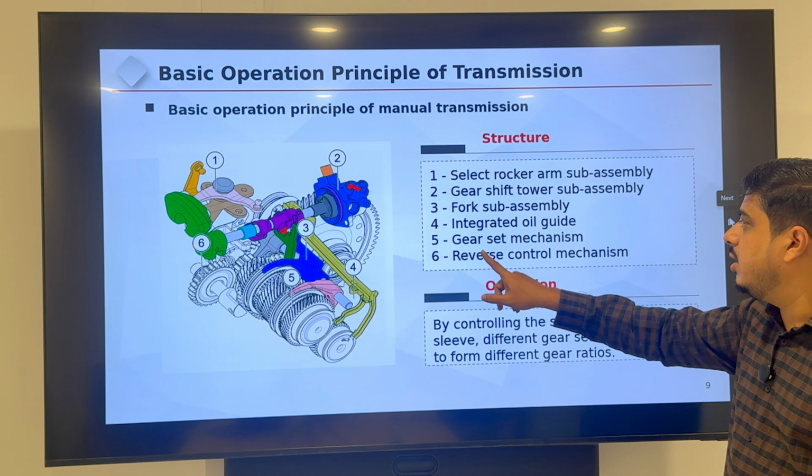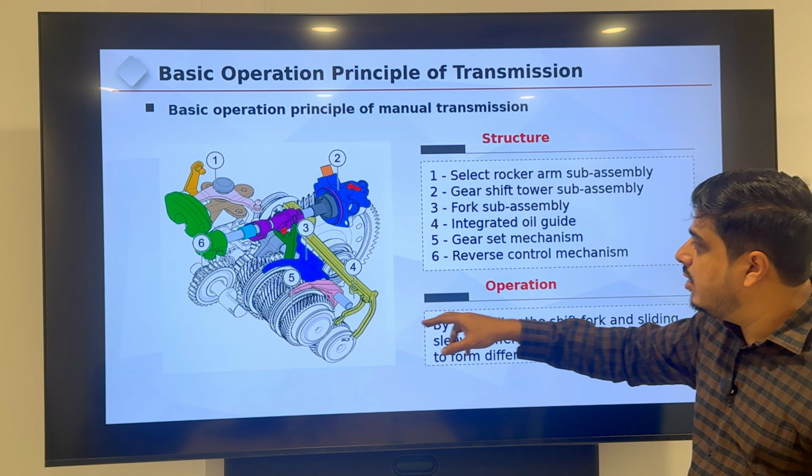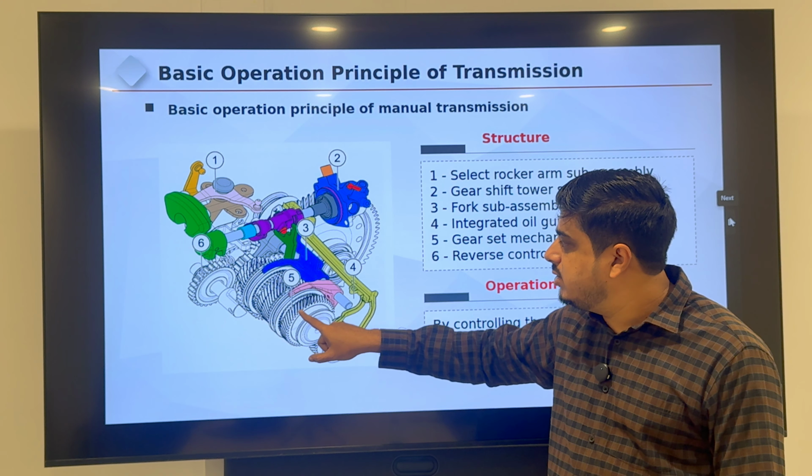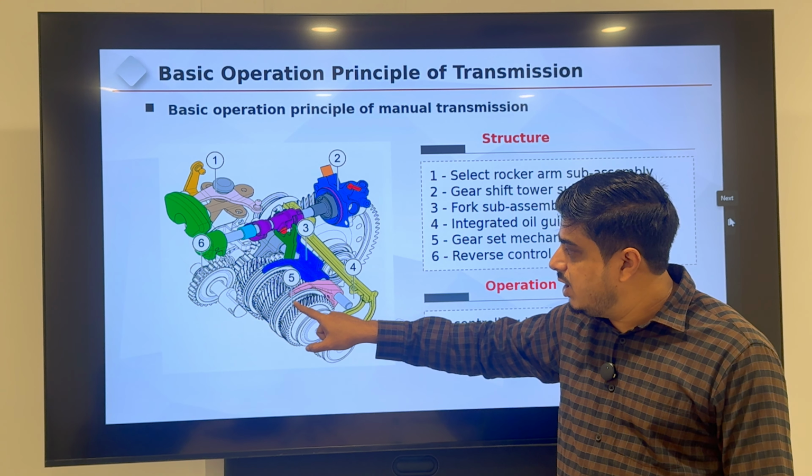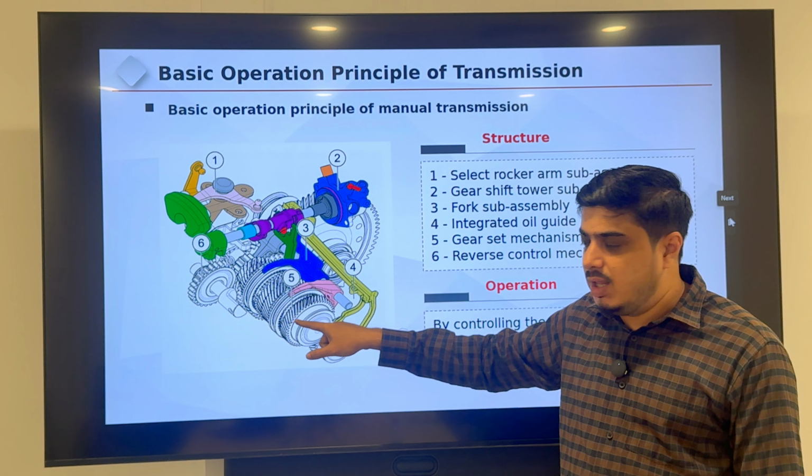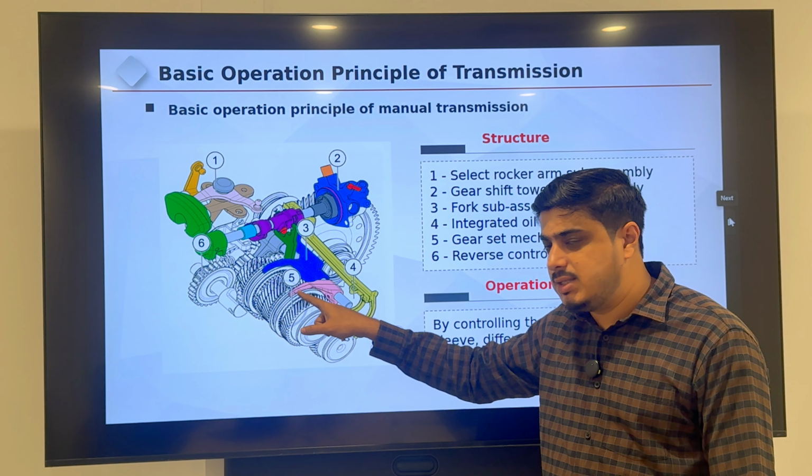And the 5th is the gear set mechanism. This is the complete gear set. It involves gear, hub, synchronizer and sleeve. Everything is involved in the gear set. This is the complete gear set.